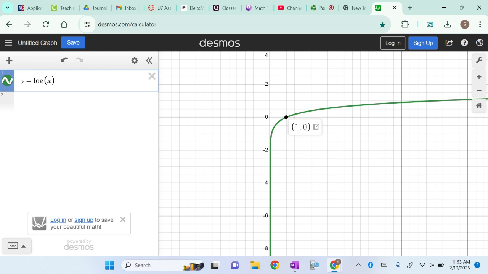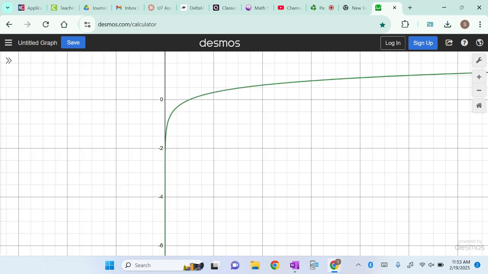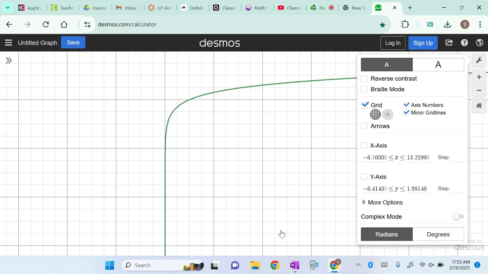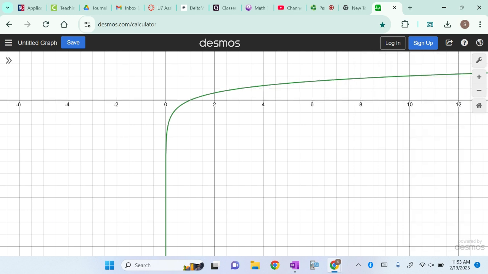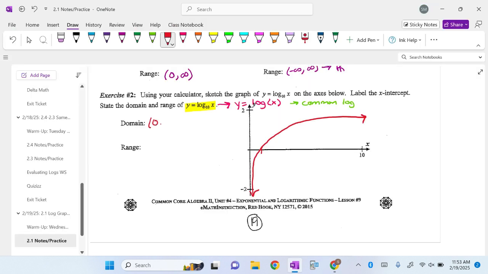All right. Now let's figure out the domain and range. So domain first, I'm only looking at the x-axis. What do you think my lowest x value will be? 0. What do you think my highest will be? Infinity. So this will go from 0 to infinity.